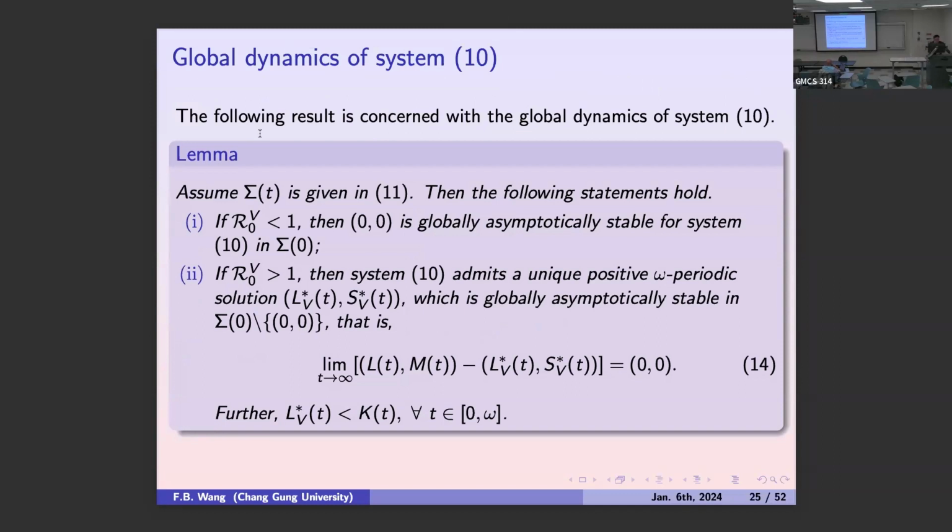Here, if this index is less than 1, then no mosquito. Okay, and if this index is greater than 1, then we can show there is a positive periodic solution, and it's globally asymptotically stable. That means we have the mosquito. Okay, so this is the first step.